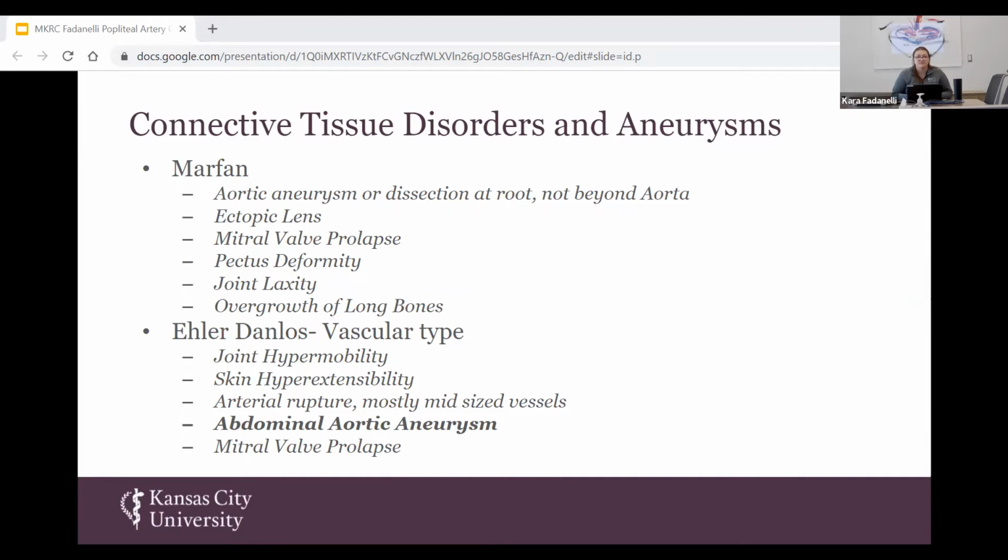Looking at Ehlers-Danlos, particularly the vascular subtype, which is the worst prognosis of all the subtypes. Those key features are going to be the joint hypermobility, skin hyperextensibility, abdominal aortic aneurysms, and mitral valve prolapse again. And so for our patient, we only had that abdominal aortic aneurysm.